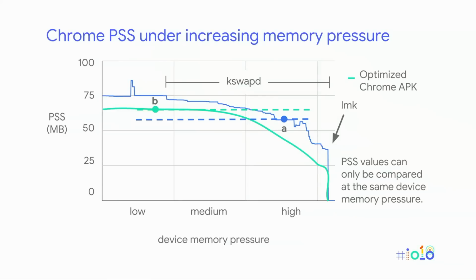So you really have to be careful when comparing PSS values to make sure that the device memory pressure is the same, otherwise you can get these funny results. My advice, because it's pretty hard to control for device memory pressure, is to run your tests on a device that has plenty of free RAM, so that there's a low device memory pressure, and the PSS numbers will be much more stable in that area.